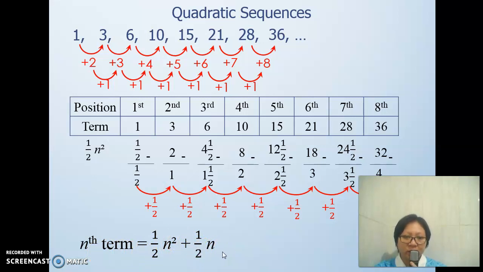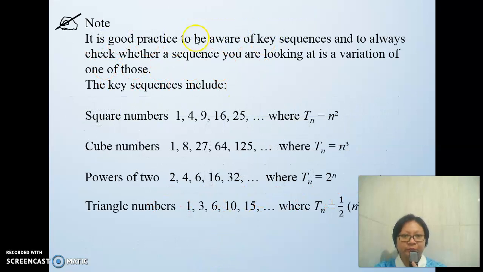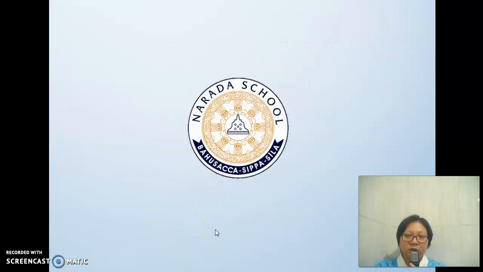So it looks difficult, but it is good practice to be aware of key sequences and to always check whether the sequence you are looking at is a variation of one of those. The key sequences include this one: square numbers, cube numbers, power of 2, and triangle numbers, the last that we learned today.